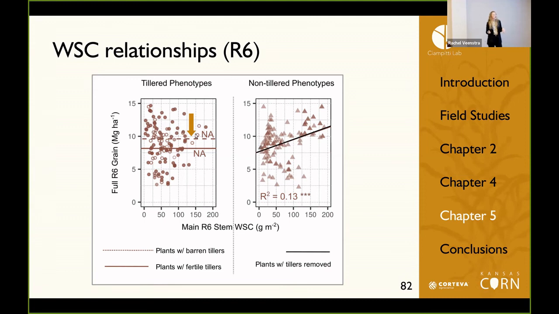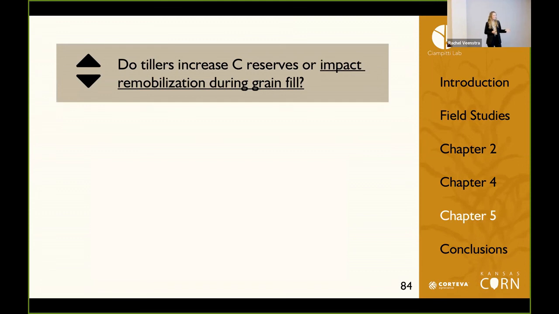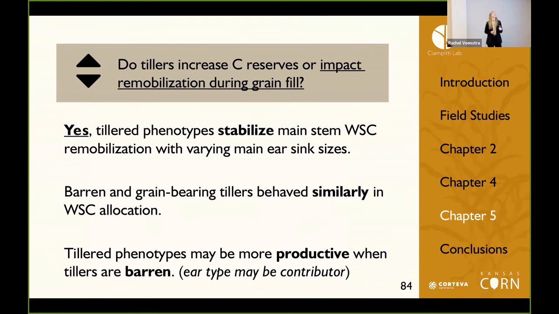And actually, our plants with barren tillers had a higher average yield sink size than our fertile tillers did. And we're going to talk about that in just a second. But essentially, to answer our question, do tillers impact remobilization during grain fill? We found that yes, tiller phenotypes can stabilize the water-soluble carbohydrate remobilization because we're softening perhaps that sink limitation that we were seeing. Both barren and grain-bearing tillers behave similarly. They both had those similar lines.